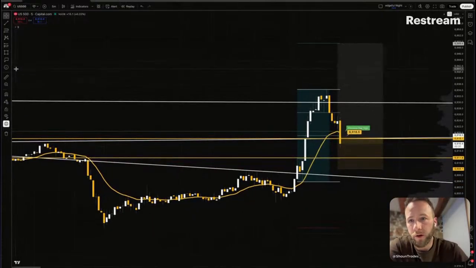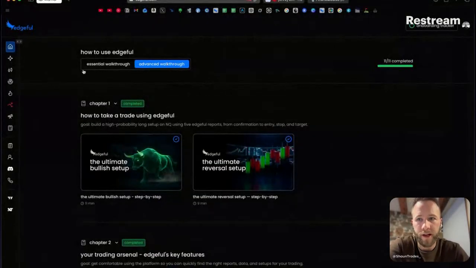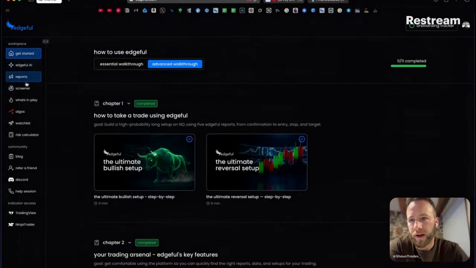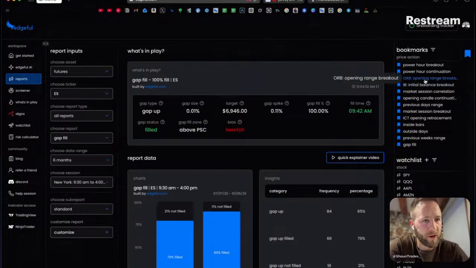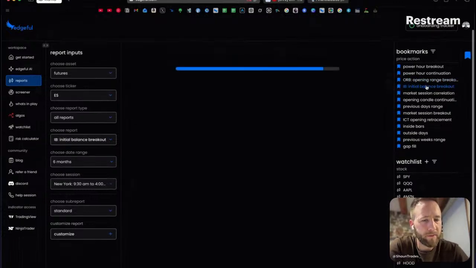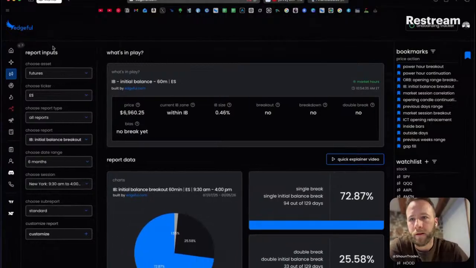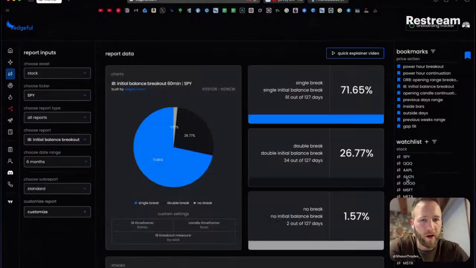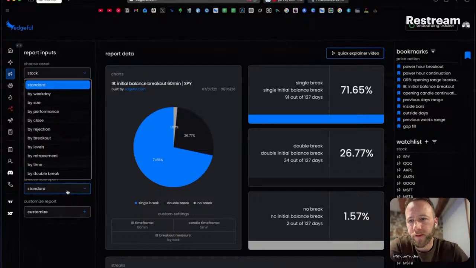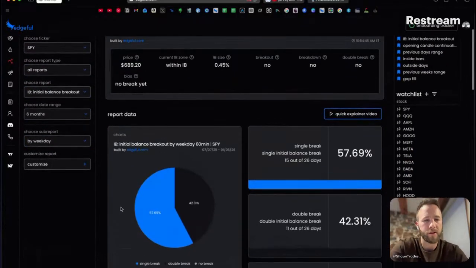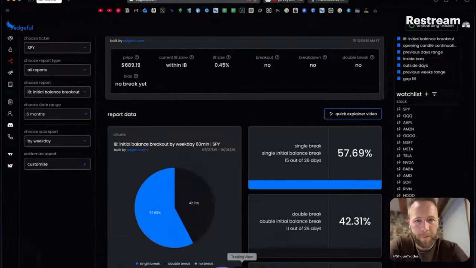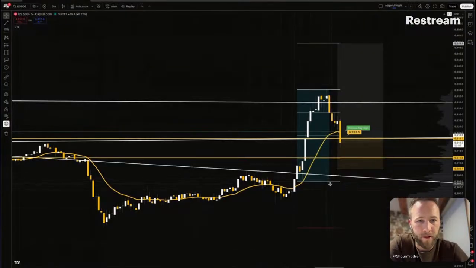So the single break we were talking about, which is the 57%, we go back onto Edgefull and have a look at that. We'll bring out the menu here, go to reports. We can go initial balance breakout because that's what we're looking at today, and go to SPY, choose sub report by weekday. We get back to the section where we've got 57% and 42%. So 57% of the time, there's going to be a single break. So that could actually be down below this line.